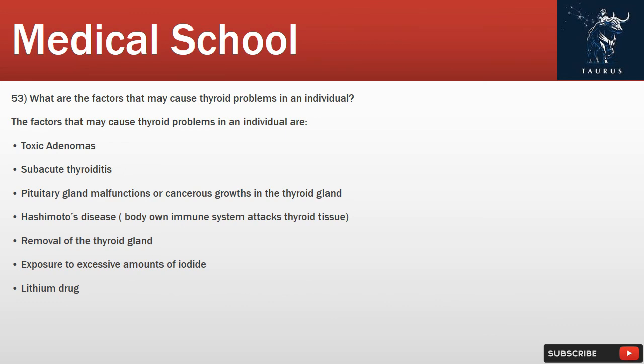53. What are the factors that may cause thyroid problems in an individual? The factors that may cause thyroid problems in an individual are toxic adenoma, subacute thyroiditis, pituitary gland malfunctions or cancerous growths in the thyroid gland, Hashimoto's disease, where the body's own immune system attacks thyroid tissue, removal of the thyroid gland, exposure to excessive amounts of iodide, and lithium drug.